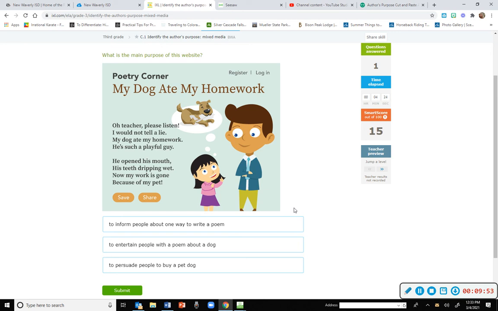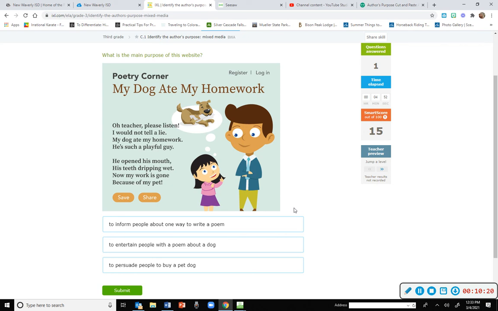Okay? So, do you think this is to inform people about one way to write a poem? No. To entertain people with a poem about a dog. Or to persuade people to buy a pet dog. Raise your hand if you think it's to inform people about one way to write a poem. Okay, good. No, that's not the reason.